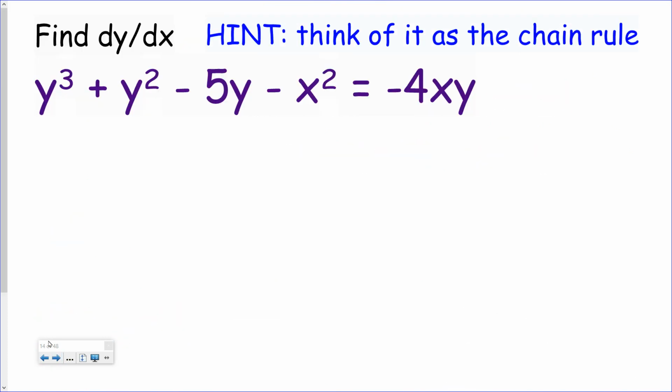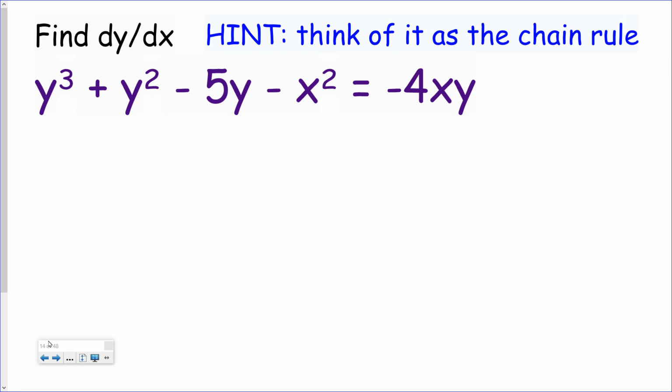Okay, let's do this one. There's something like this on your test. There's at least two implicit differentiations on your test on Monday, and at least one with a second derivative. So make sure you can do the second derivative too. And that's what we did for the warm-up.